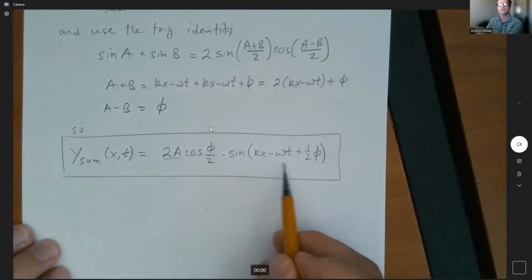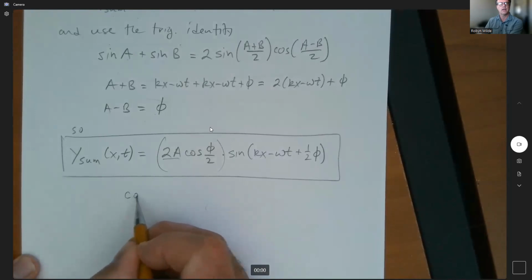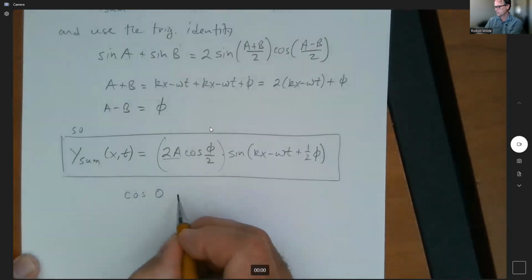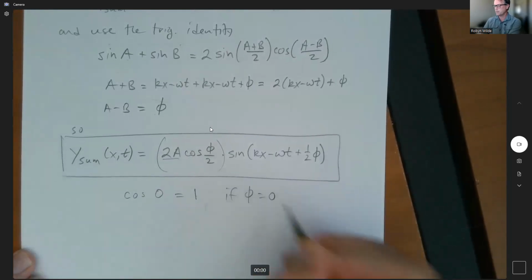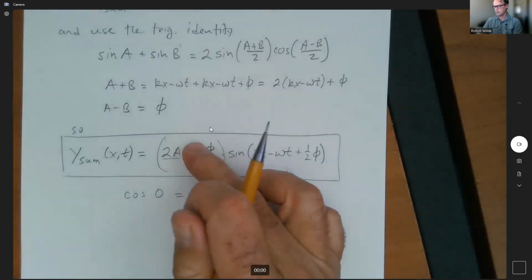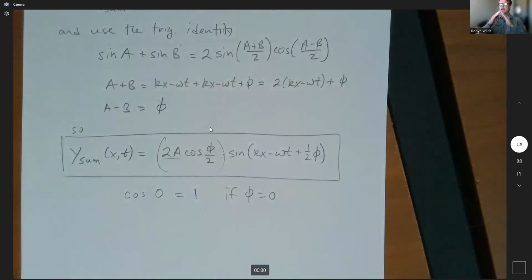It is what I would call a traveling wave, right? It still has this sine of kx minus omega t, so it means it's moving to the right at its normal wave speed. So it's a traveling wave, but now the amplitude part is modulated. In fact, I can see, for example, that cosine of 0 is equal to 1. So if my phase is equal to 0, well, it makes sense, right? My amplitude is just twice the amplitude of either one because they are in phase. They just overlap.